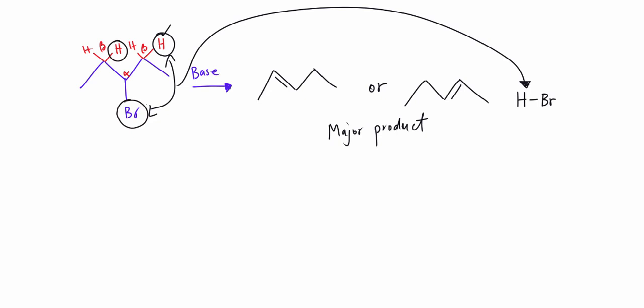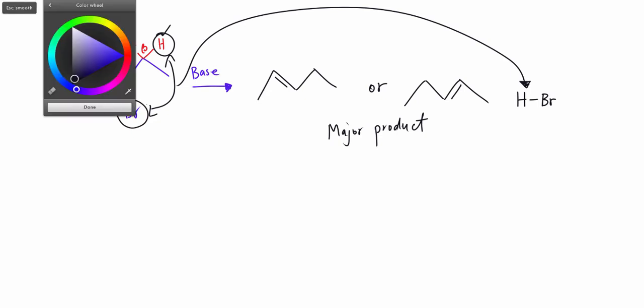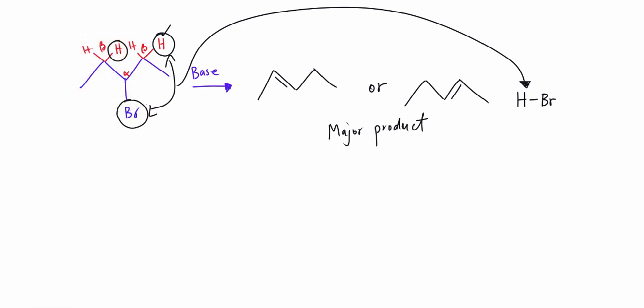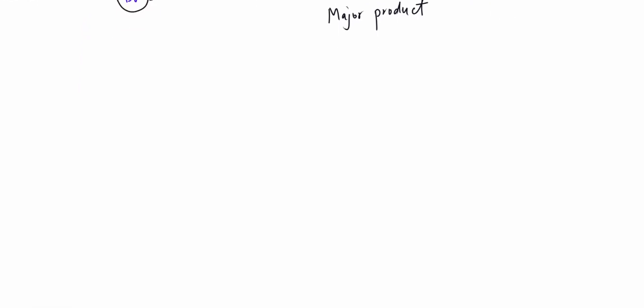All right. Let's look at another example. We just want to get familiar with labeling the alpha and beta hydrogens. Let's see if I have.